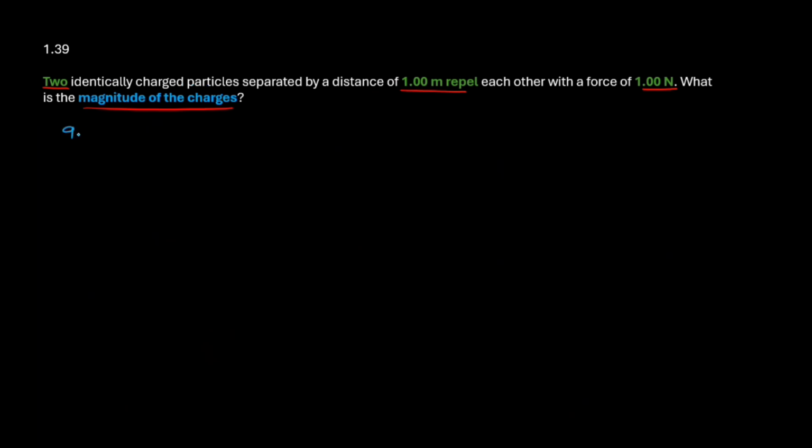That means Q1 has to be equal to Q2, and we will write them both as just Q. The distance between them R is 1 meter, and they repel each other with a force F of 1 Newton. I need to find what is the magnitude of the charge. I need to find what is the value of Q.